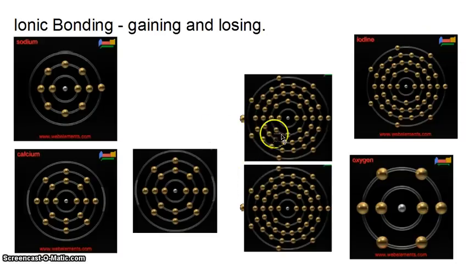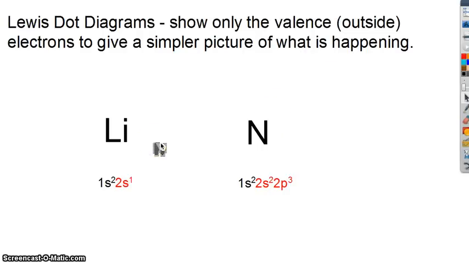Now you can see that working with these shell models of the atoms with all their electrons drawn out is very cumbersome. It's actually also very unnecessary, because for the most part, only the outside electrons are going to participate. You can see these inside electrons don't really do anything. So what chemists do is they use something called Lewis dot diagrams, which show only the valence or the outside electrons. So if we look at lithium, lithium being 1s2, 2s1, has just 1 outside electron.